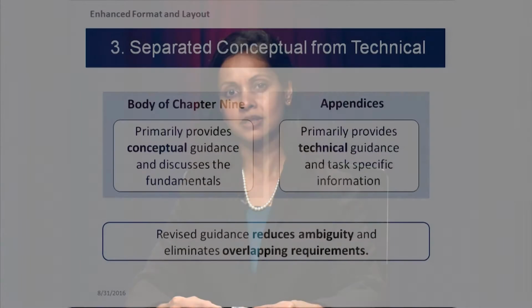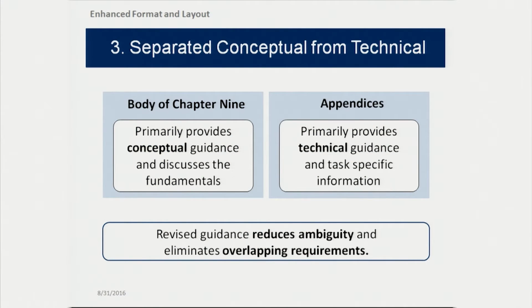The third change with respect to enhanced format and layout includes separating conceptual from technical guidance. The old Chapter 9 included lengthy discussions and technical details buried in the body of the chapter and the appendices. At times, this caused confusion due to redundancy in guidance, or users would pick and choose which requirements to prioritize over others. The revised chapter should reduce the ambiguity and inconsistency that may have existed earlier.